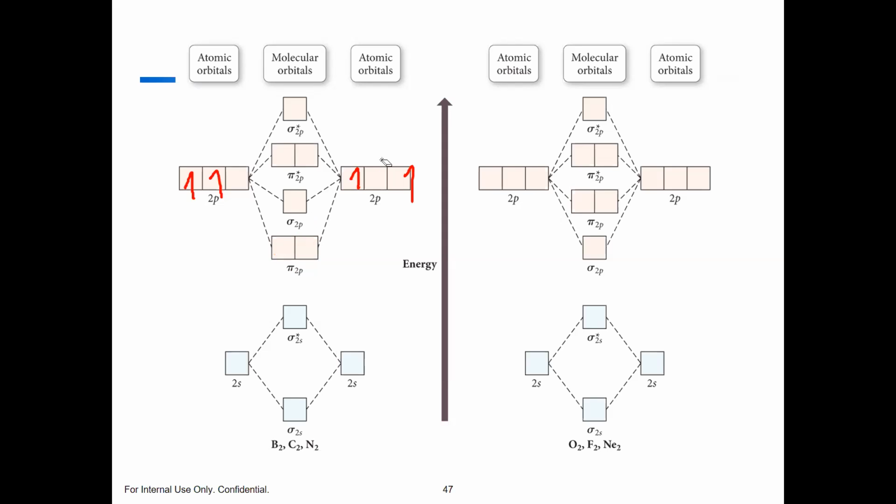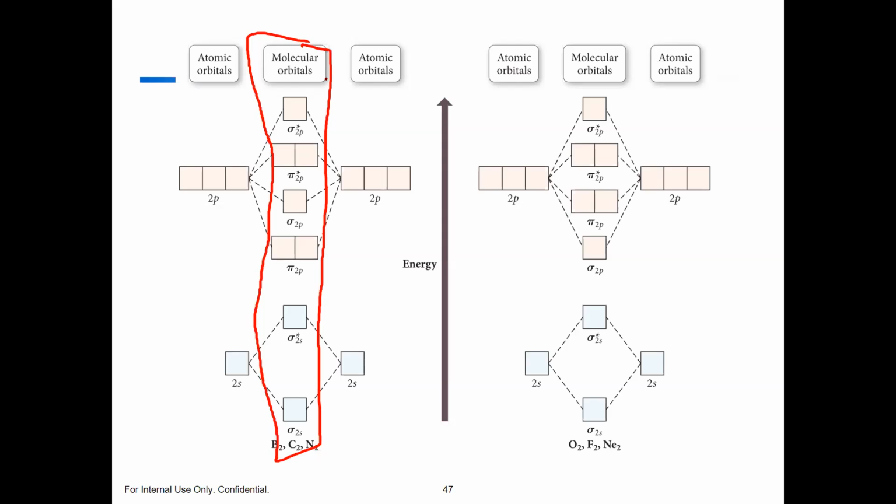So this is how atomic orbitals combine with another atom and form molecular orbitals. And these orbitals are going to have a sigma or pi bonding. And how do we fill in the electrons? From the lowest to the highest.